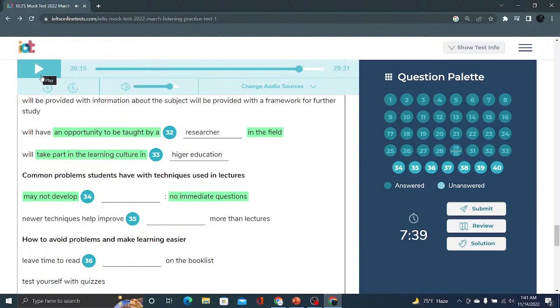He was saying that the first problem is that there is little opportunity for the development of student understanding. So "problem" means "may not" here. So the answer would be student understanding. Okay, student understanding.